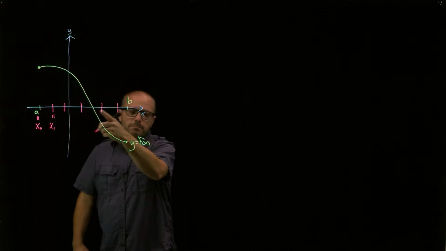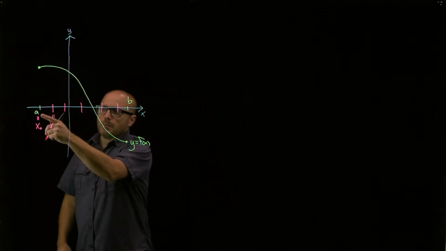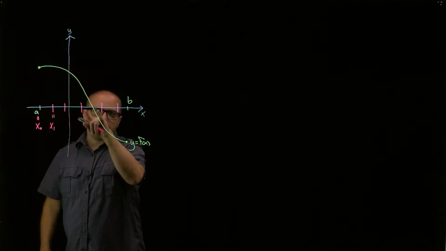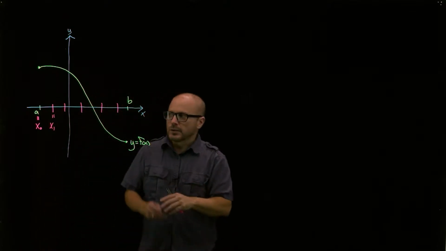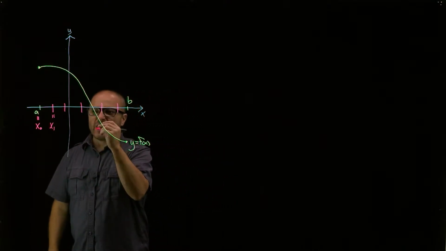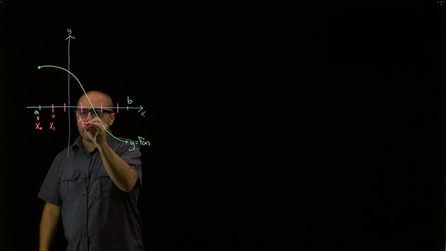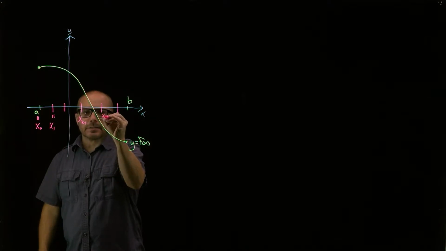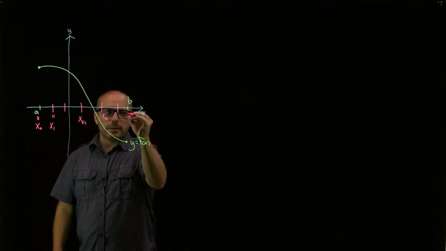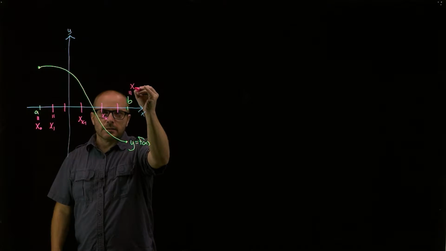There would be some k amount of subintervals here. So mine actually has 1, 2, 3, 4, 5, 6 subintervals, but in general there's going to be k of them. So somewhere in here is some x sub k minus 1 and some x sub k. And then by the time we get to the end, this last x value b is x sub n.